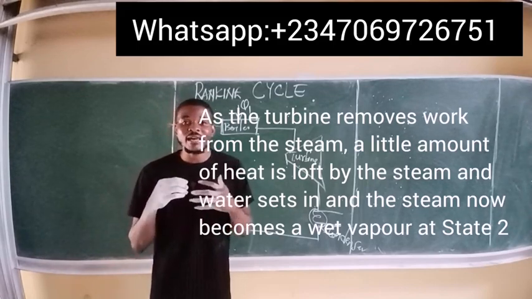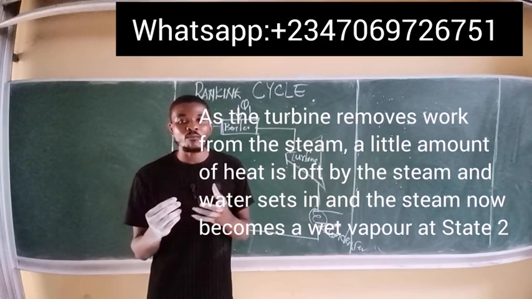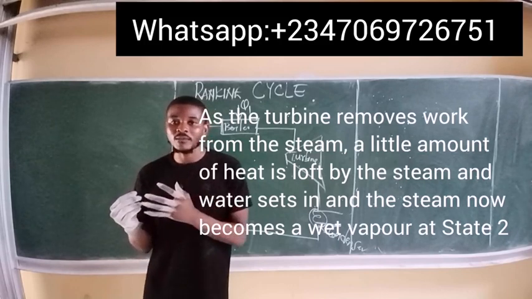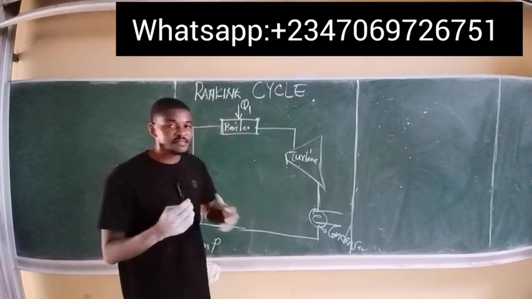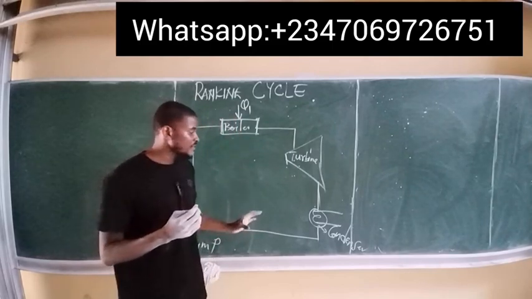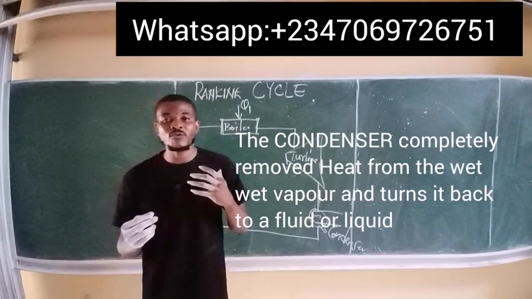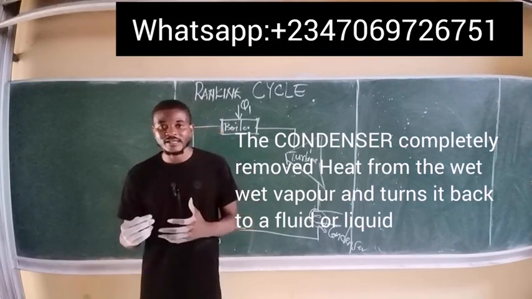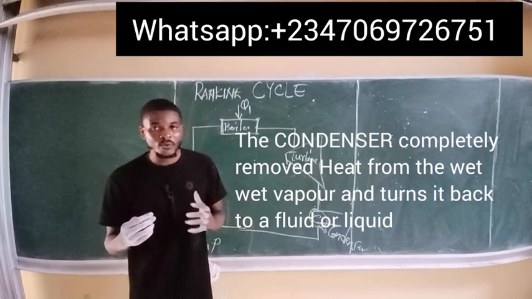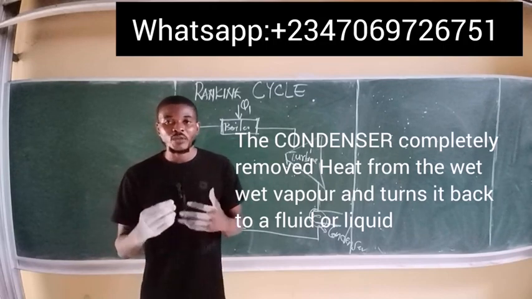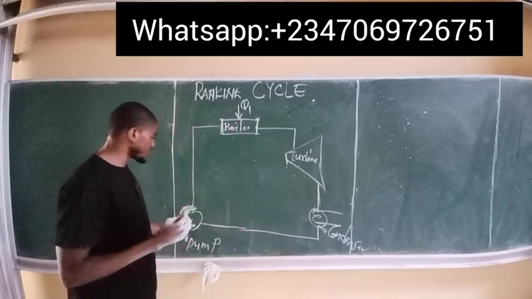So that simply means that inside the turbine as state 2, what we now have is a wet vapor, a mixture of both steam and a little amount of liquid or fluid. What comes out from the turbine is still this wet vapor. This wet vapor enters into the condenser at state 3. The function of the condenser is actually to what? Remove heat from the system, just like the name implies. It completely turns the wet vapor into a liquid or a fluid. So it sends this liquid down to the pump.